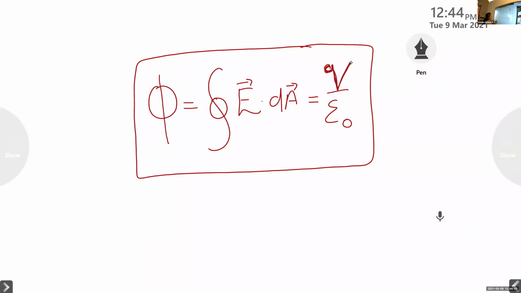Okay. So this is the equation which is representing Gauss's law. And this Gauss's law gives a clear description that the electric field lines are emerging out if and only if the charges are enclosed by the surface. This is what our Gauss's law states. Clear? Now we can prove Gauss's law.